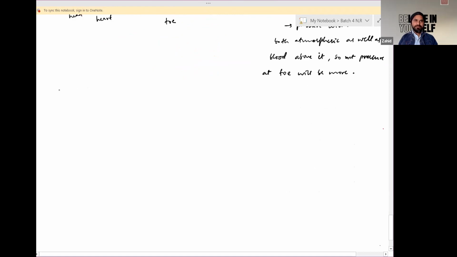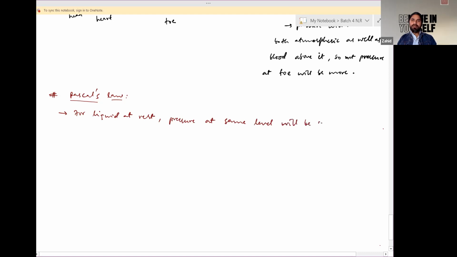Okay, next thing is Pascal's law. The first statement of Pascal's law is: for stagnant liquid or fluid at rest, at the same horizontal level, pressure will be independent of direction, or pressure in all directions will be the same. For liquid at rest, pressure at the same level will be the same in all directions.